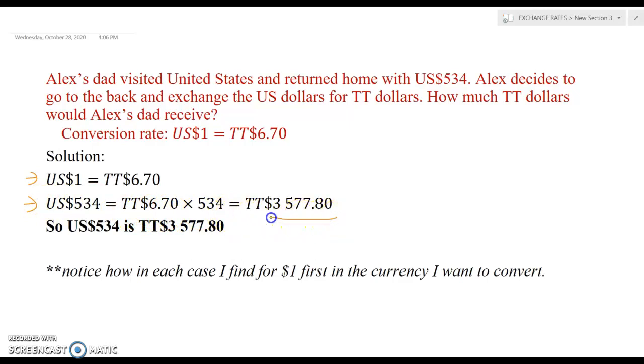So, he's going to get $3,577.80 TT dollars. So, I'm going to put a little note here. Notice how in each case I find for $1 first in the currency I want to convert. So whatever currency you want to convert, find for $1 first in that currency that you want to convert.